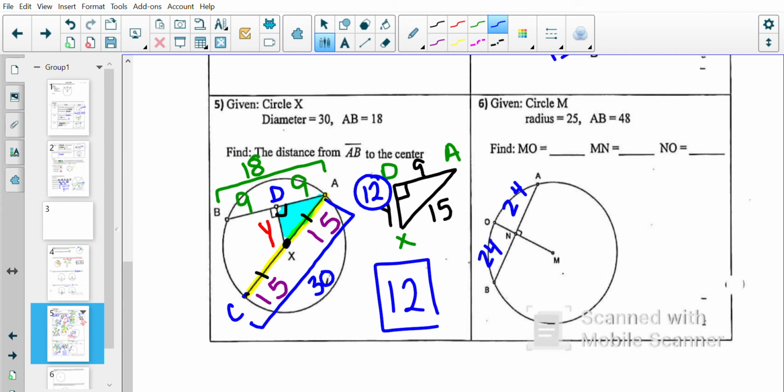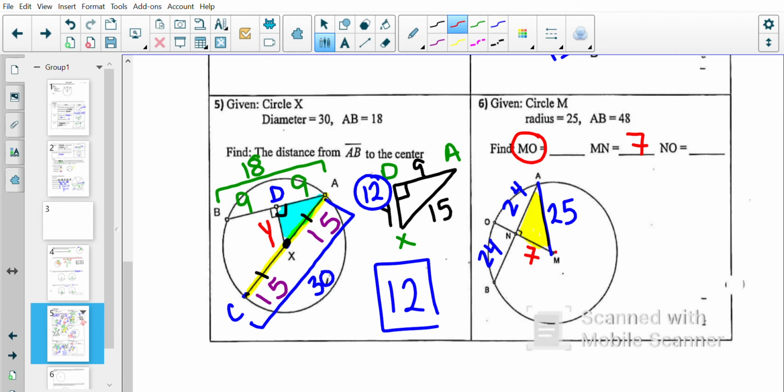We have our radius is 25. So I'm going to draw in my 25. And if you look at this triangle we have right here, this is a triple, something 24, 25. That is 7, 24, 25. So we wanted to find MN. That's 7. Oh, but first they asked us to find MO. I'm jumping the gun here.